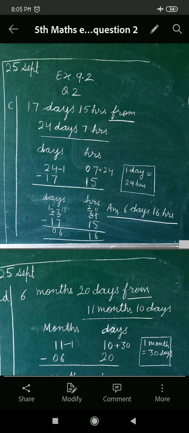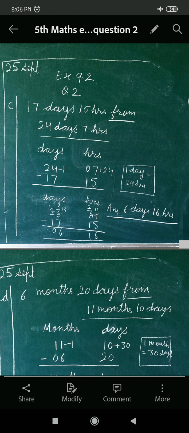Beta, exercise 9.1 we have finished, and exercise 9.2 question 1 we have done. Now the turn of question 2. And in question 2 also, part A and B we have done already. Now I am going to start part C. It is of subtraction.